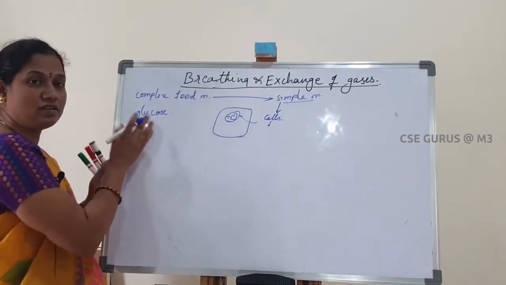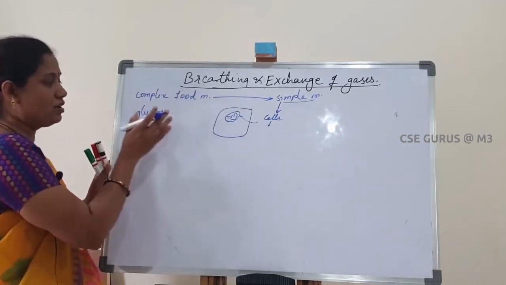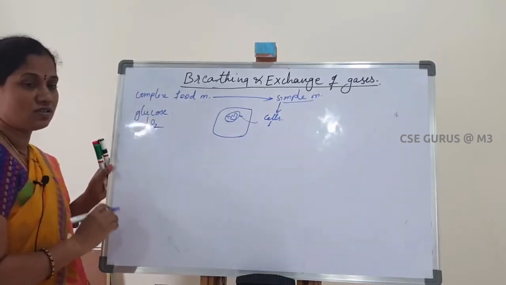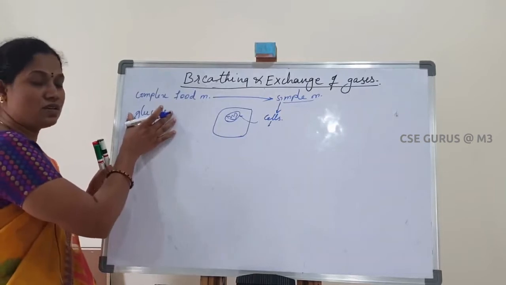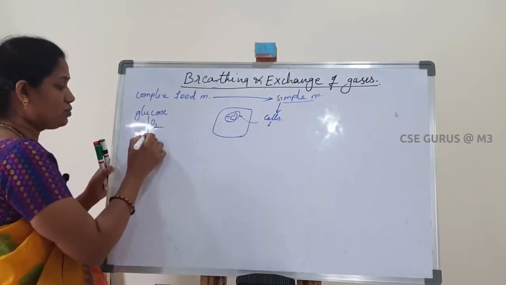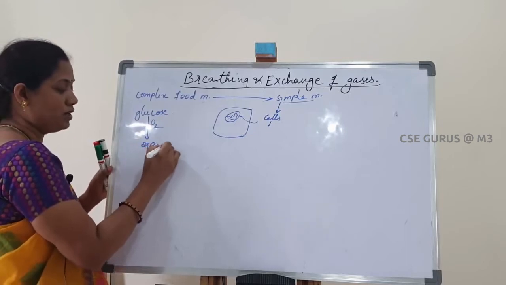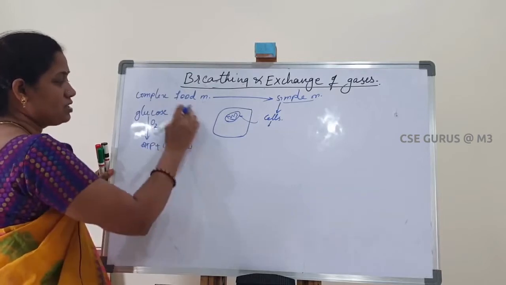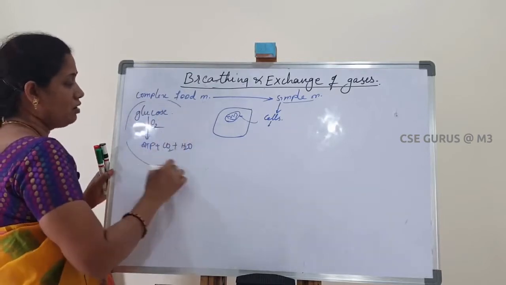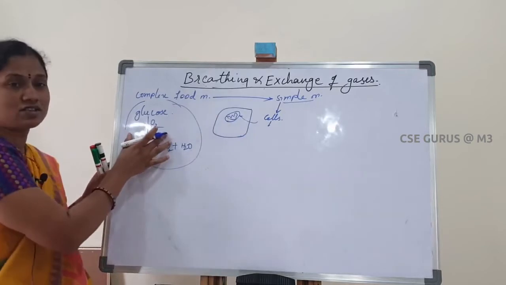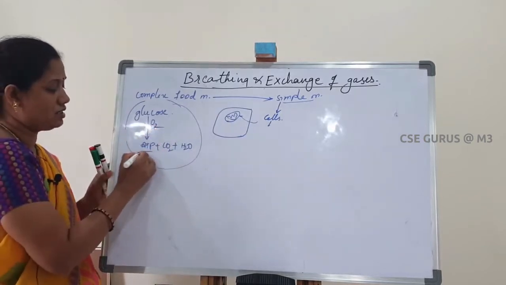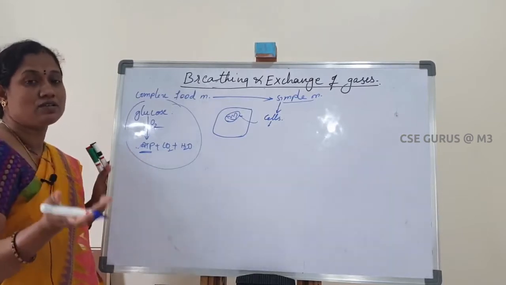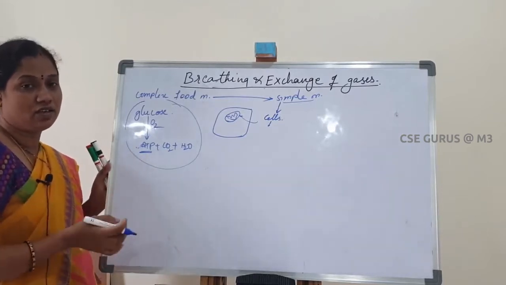In the mitochondria, the breakdown process takes place in the presence of oxygen. In the presence of oxygen, glucose produces ATP plus carbon dioxide plus water. This reaction takes place in the mitochondria. As a result, ATP is produced. This ATP is utilized for different metabolic activities in our body.